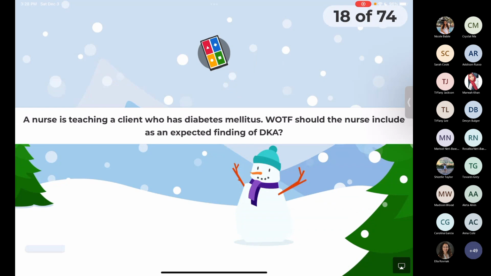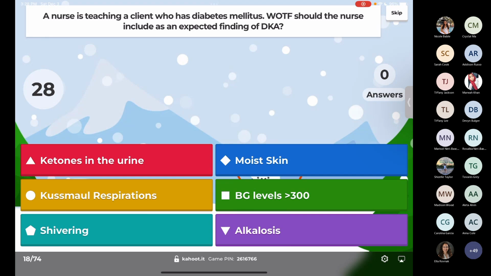Another select all that apply. A nurse is teaching a client who has diabetes mellitus. Which of the following should the nurse include as an expected finding of DKA?